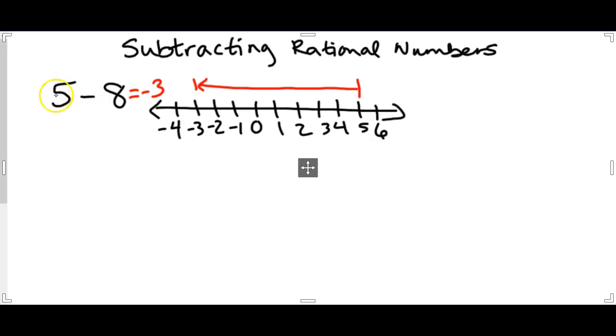The short rule for that is since they have opposite signs, one's a positive, one's a negative, subtract the numbers. 8 minus 5 is 3, and the bigger number 8 is negative, so you keep it a -3.